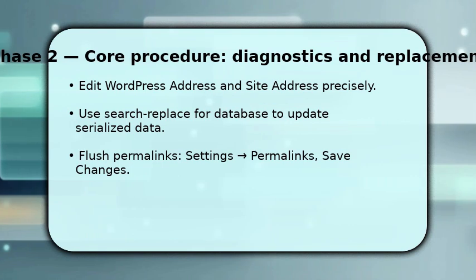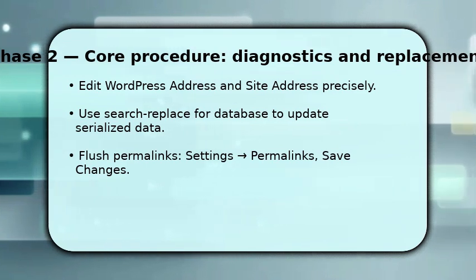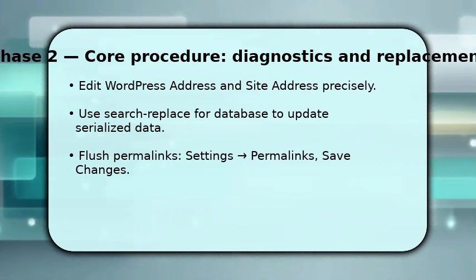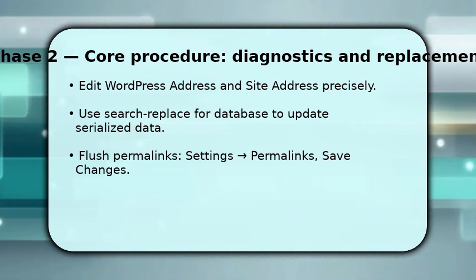Next, run a serialization-aware search and replace on the database to update links and media. Use WP-CLI search-replace or a trusted plugin. Once complete, go to Settings, right arrow, Permalinks and click Save Changes to rebuild rewrite rules. Make sure cached pages or CDN are cleared so the new URLs resolve correctly across the site.